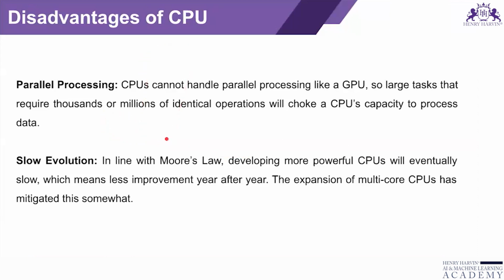So the disadvantage of the CPU is parallel processing. The CPU cannot handle parallel processing like a GPU. Okay. So large tasks require thousands or millions of identical operations. So it will choke or hang the CPU's capacity to process data. That's why whenever we are processing a high level of graphics, that means in a fraction of a second, 10 high definition images are processing, it will not be able to handle those tasks. Okay, because each pixel's color code is converted into numerical data, and then that numerical data is converted into bits, and then those bits are processed forward.